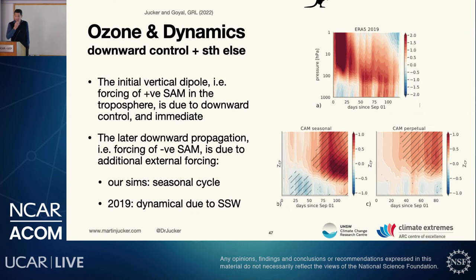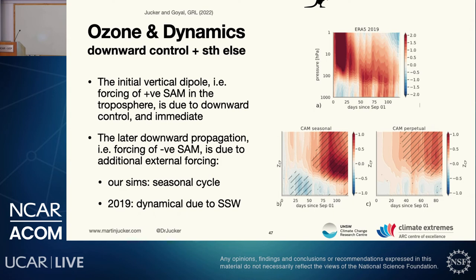And now, why did we do the perpetual? Because in reality, what makes it come down in the end? What we find is if you have a normal seasonal cycle, in the end, it will come down. But if you run the perpetual September, it never actually comes down. We always stay in this situation where we have a positive SAM in the troposphere and a negative SAM on top.